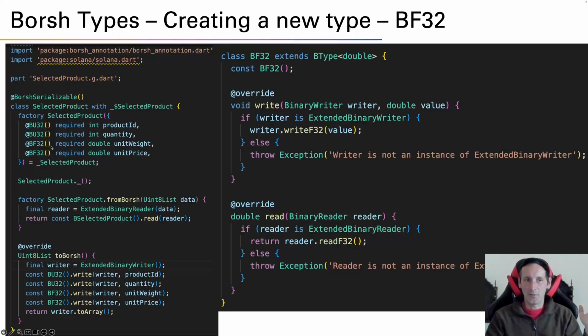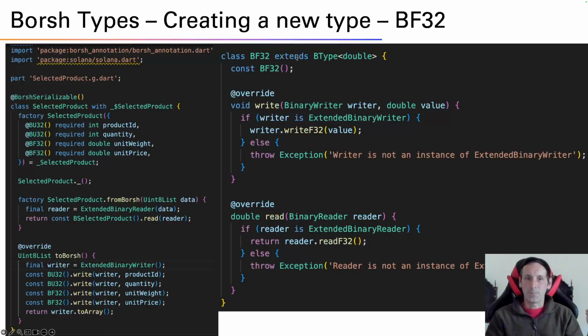But basically, you need to define the new type, BF32 in this case, and you need to define the extended binary writer and the extended binary reader. So let's see what all of these things are. Now let's look at the right-hand side here. So this is the BF32 type, the new type that I had to create, which did not exist. As you can see here, it extends an existing B-type class, which is a generic type. And now I'm saying, okay, this is going to be converting from double into this type.